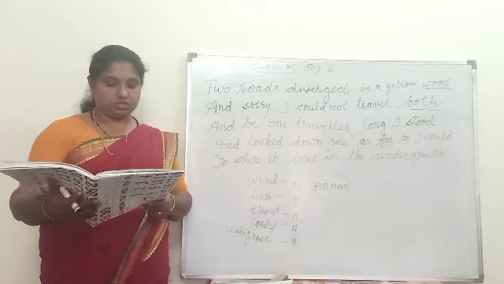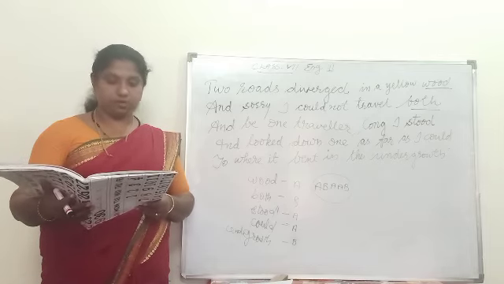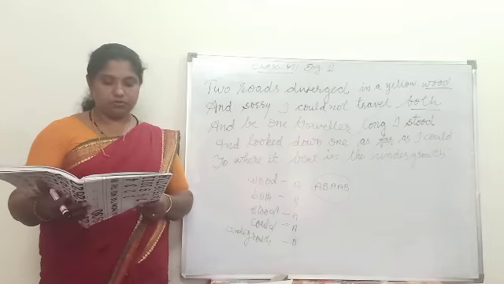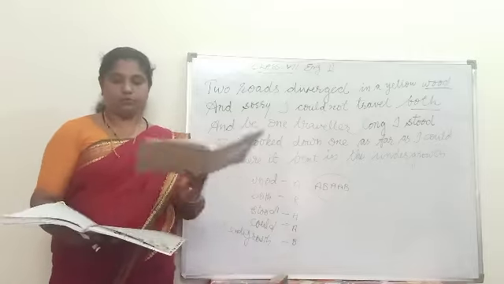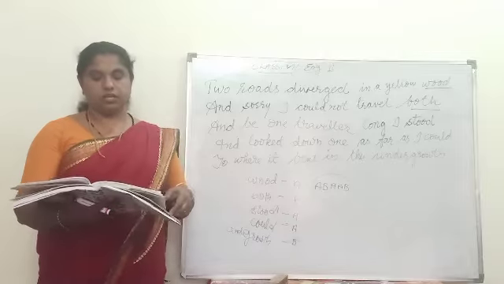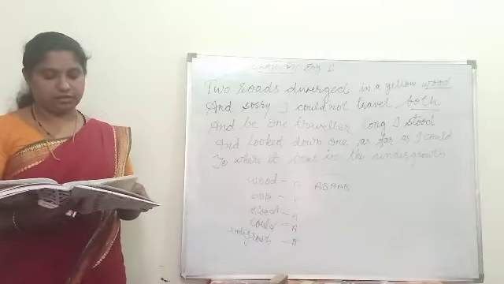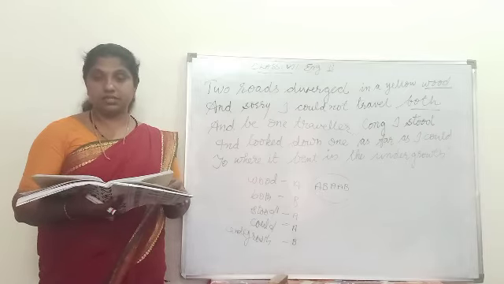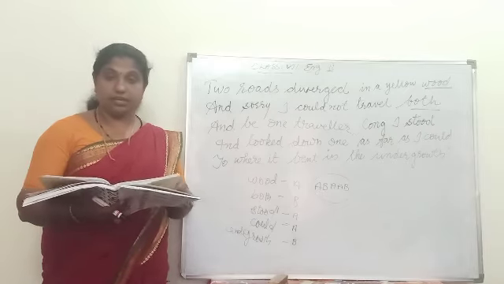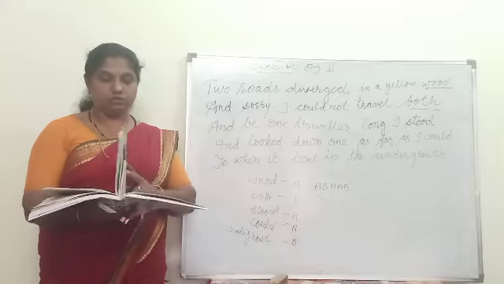Now answer the questions, section B. First question, where were the two roads? Answer: the two roads were in the yellow wood.